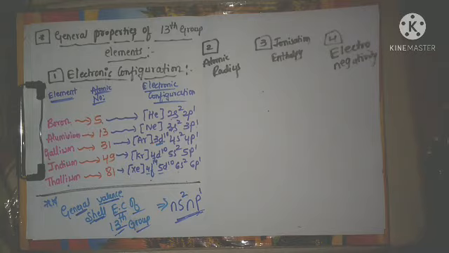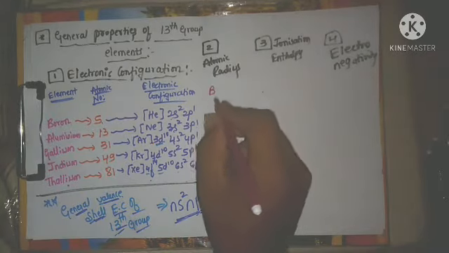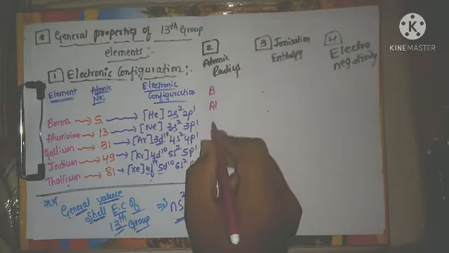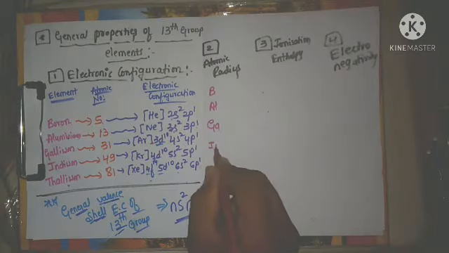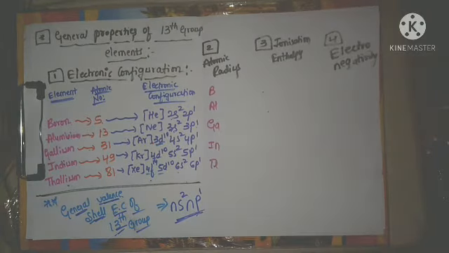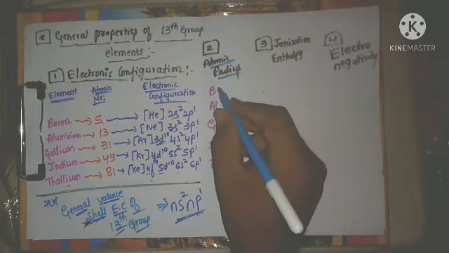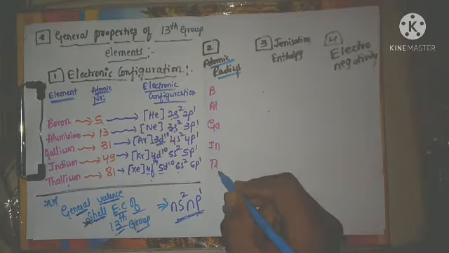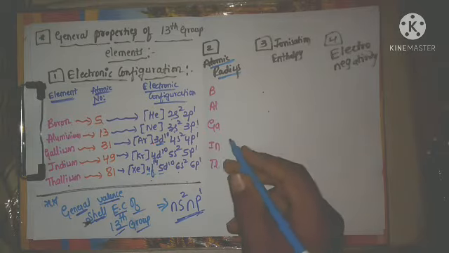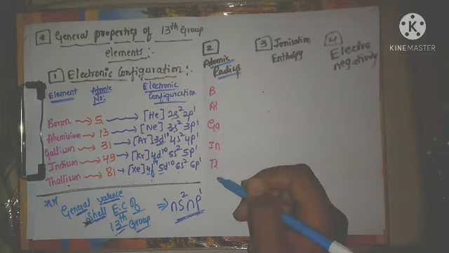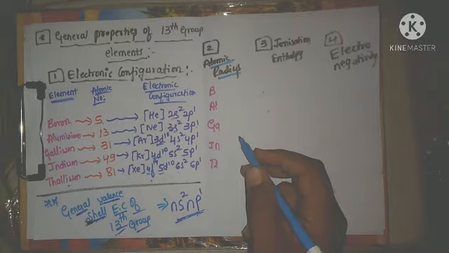Right, I will take this one, this color. Boron, aluminum, 13th group: boron, aluminum, gallium, indium, and the last one is thallium. Now this is group period. We are discussing about group period. Group means which group it is? 13th group. Correct?